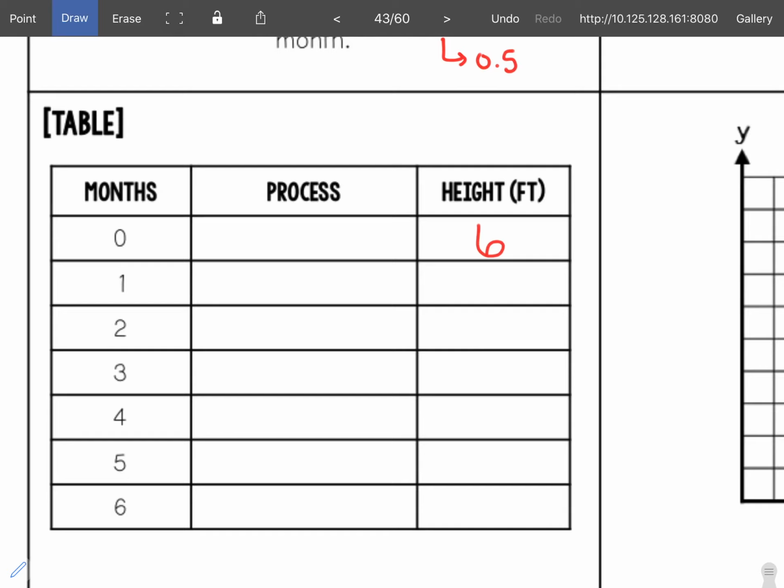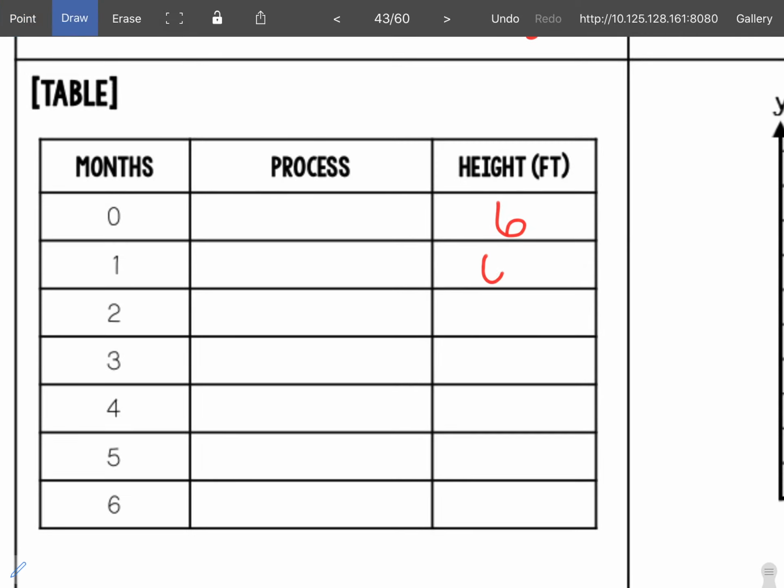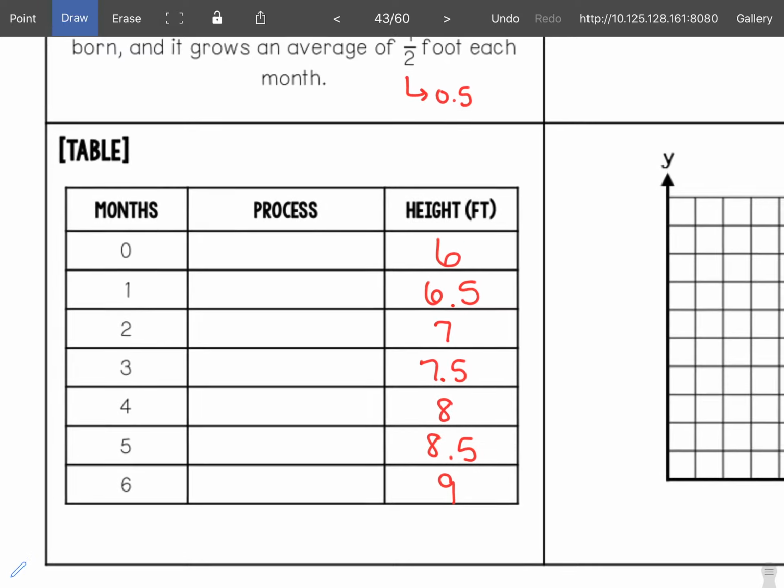After 1 month, it's still the 6 feet from when it was born, but it grows 1/2 foot. So 6.5 feet. That's where we get this. Then in 2 months, it's going to go up another 1/2 foot, so it's going to be 7, and another 1/2, 7.5, then 8, 8.5, and 9. There we go. We are going to need to fill in the process here in a minute.